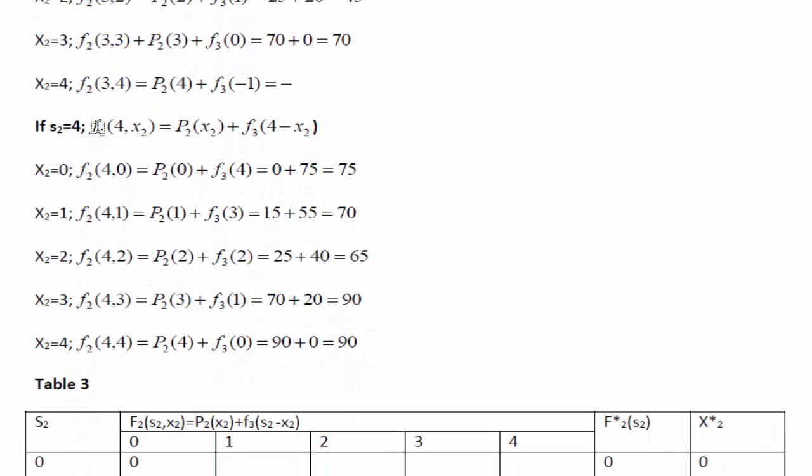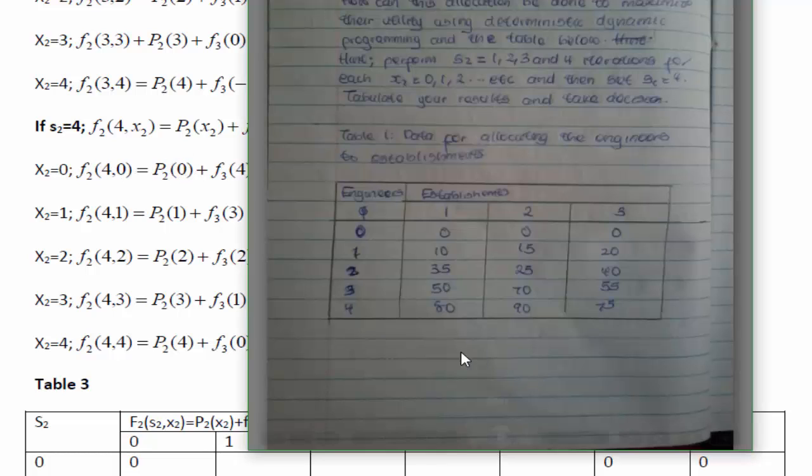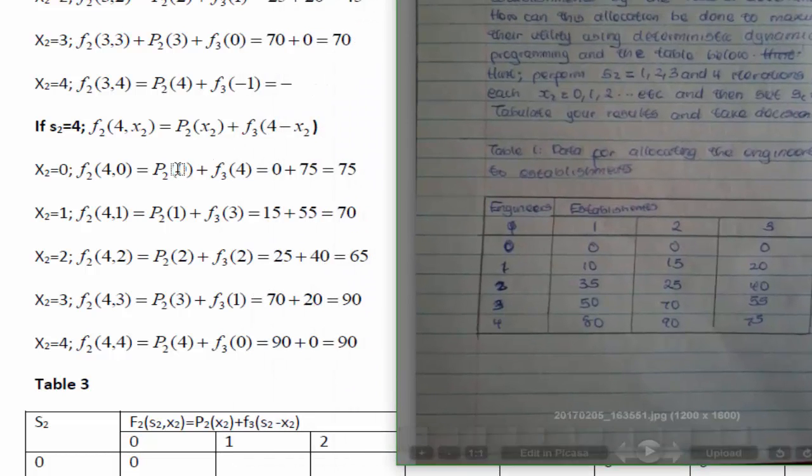So the formula becomes this: for S2 equal to 4, you substitute 4 here. Now we start varying X2. For X2 equal to 0, it becomes this, then you substitute it as this. Now I'm looking for the performance of 0 engineers in country 2, which is 0, so you substitute here 0. Then the performance of 4 engineers in country 3 is 75, and you substitute it here.